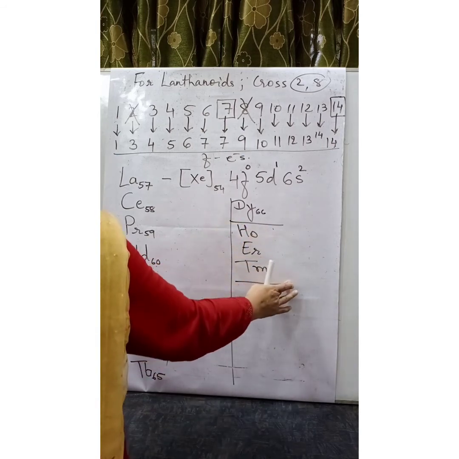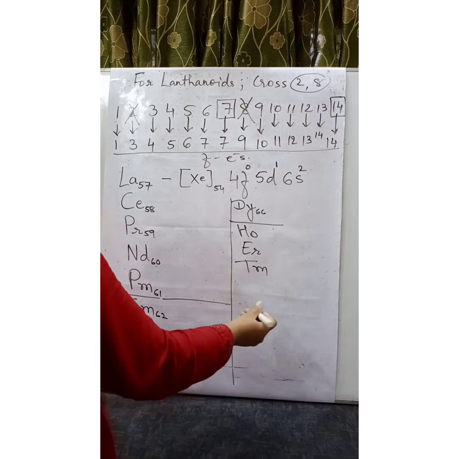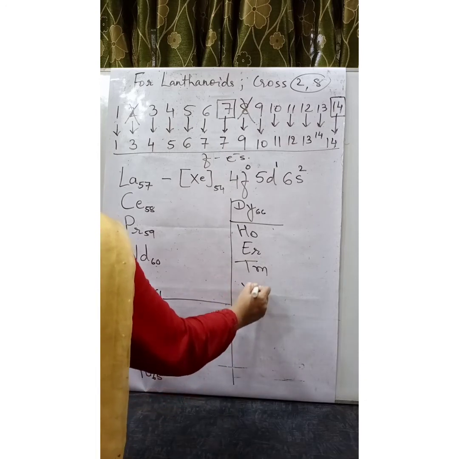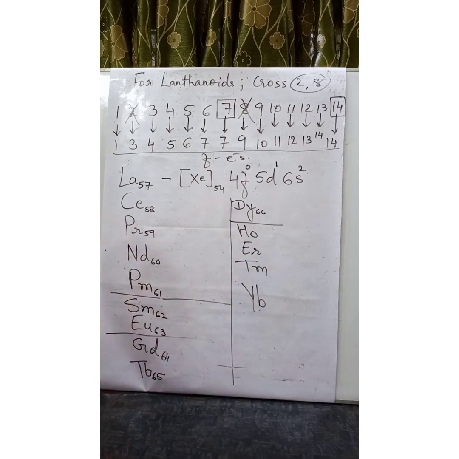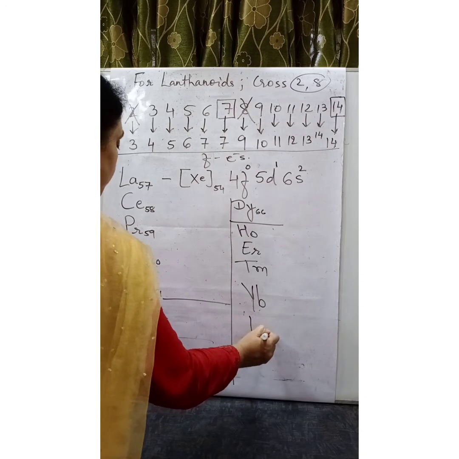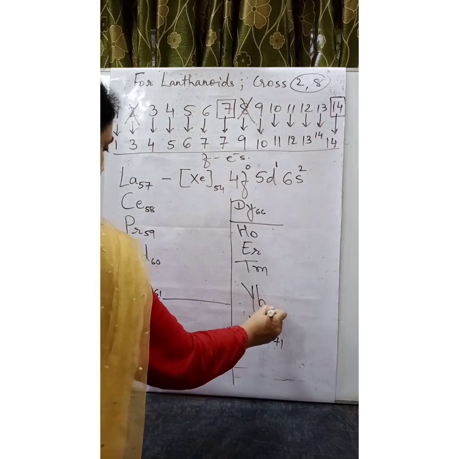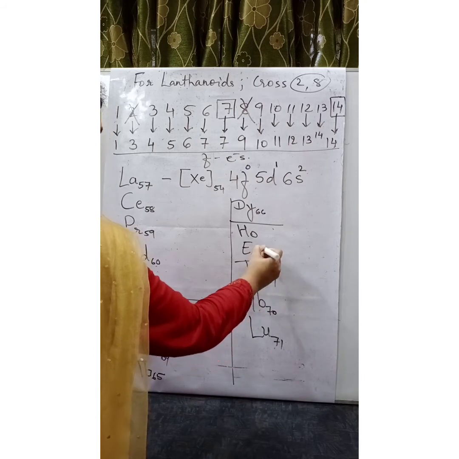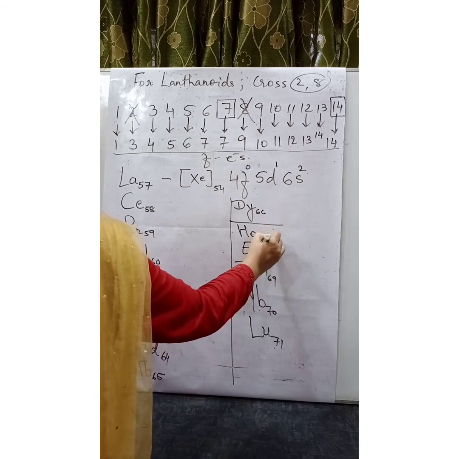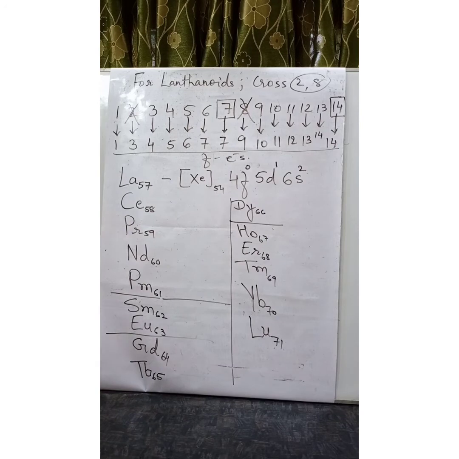We are going for ytterbium, and you will look lutetium. This is atomic number 71, 70, 69, 68, 67. So we have written down all the elements.